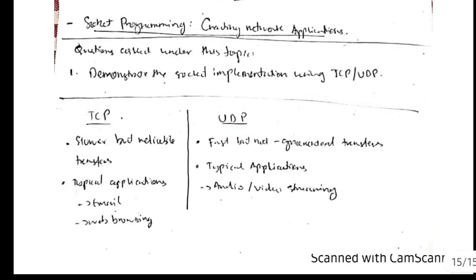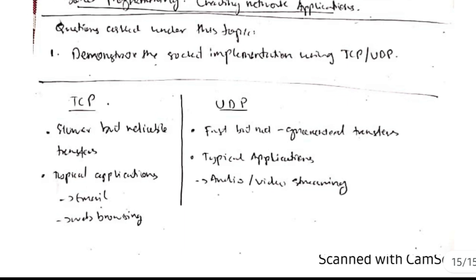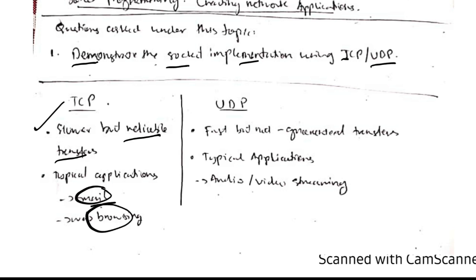And the last one is socket programming. The question under this topic is: demonstrate the socket implementation using TCP and UDP. Go through the notes because it has a more technical concept, but the main idea I will tell you. TCP is slower but reliable transfer, and the applications are email and web browsing. It means if you want to send some important information, it has to reach the receiver end. It may take time, but the receiving in the end is more important. At that time go with TCP, else UDP will transfer fast, but it's not guaranteed that it will be safe from errors and loss of data. That can be used in audio and video streaming because the data is not that important.